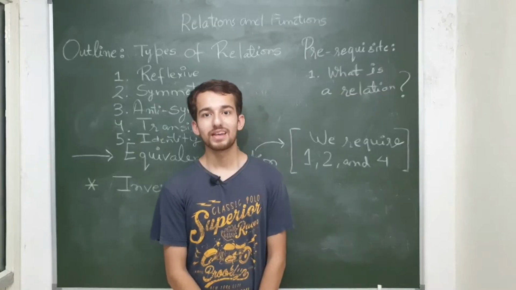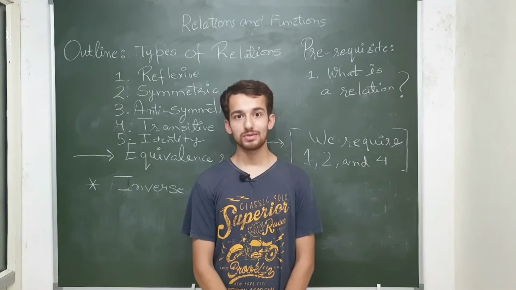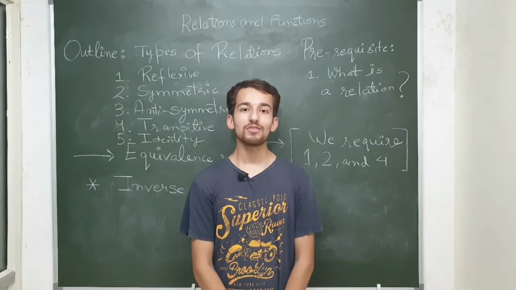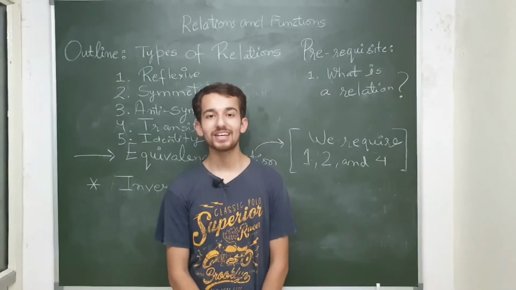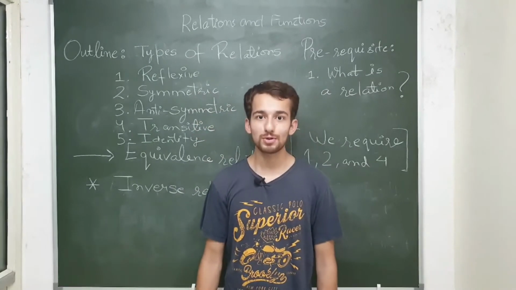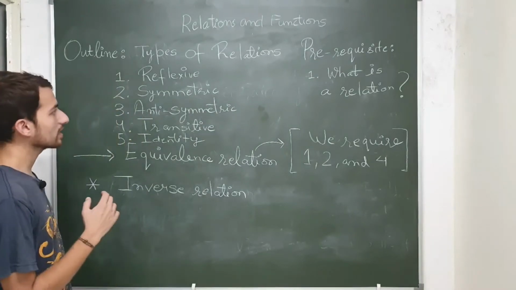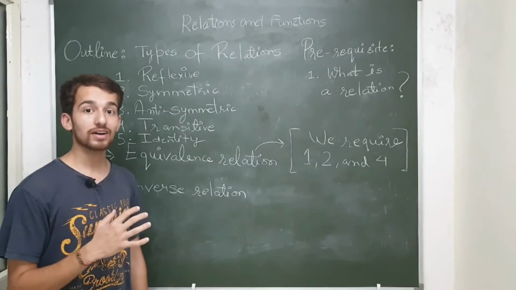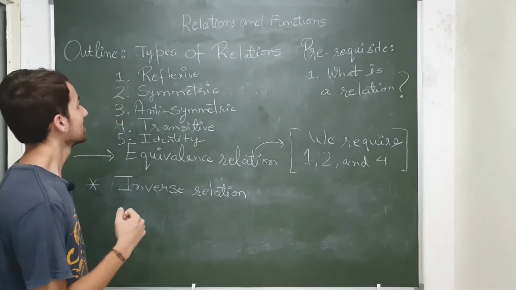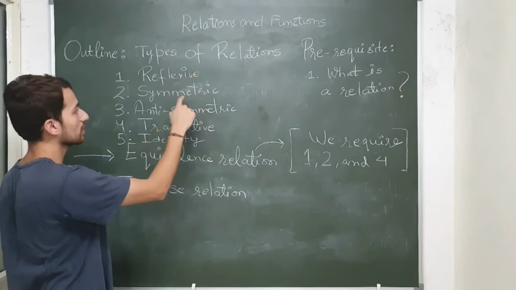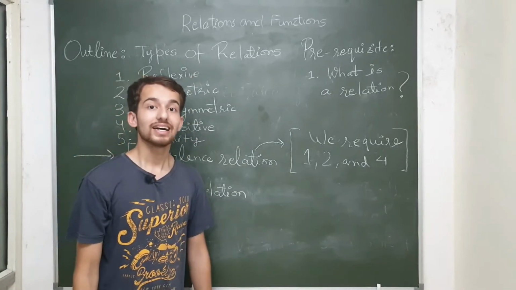Hello everyone. The title of today's lecture is Types of Relations. As we have already covered what a relation is, now we are interested in determining what its possible types are. If we look at the outline of today's lecture, you can see that there are 5 different types of possible relations which we are going to understand, starting from reflexive, symmetric, antisymmetric, transitive, and finally the identity relation.